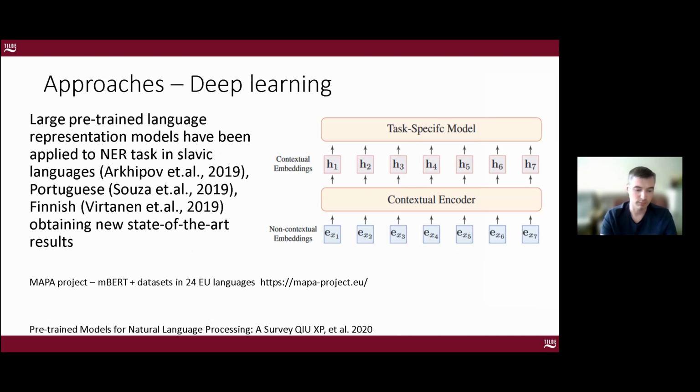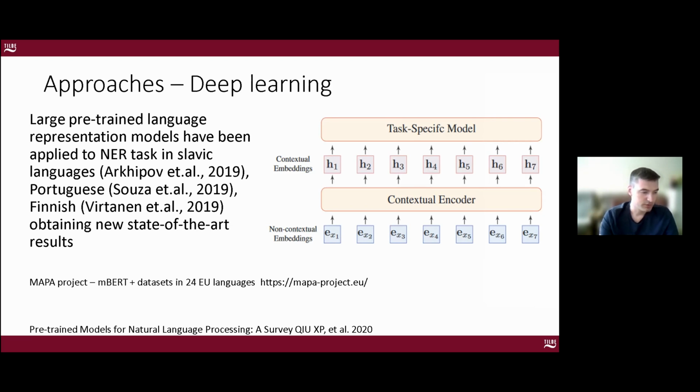So basically the modern approach is using this pre-trained language model as contextual encoder, and then on top of that we have some layers of task-specific model which trains to recognize the named entities. And this approach has been shown to achieve state-of-the-art results in various languages.